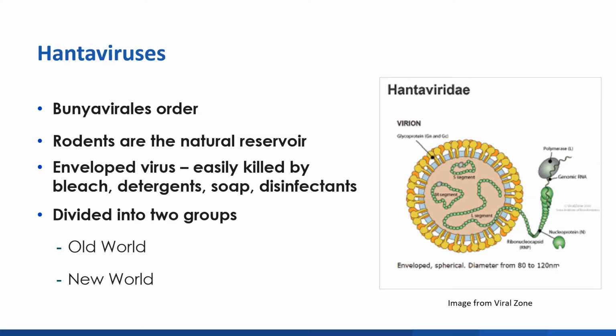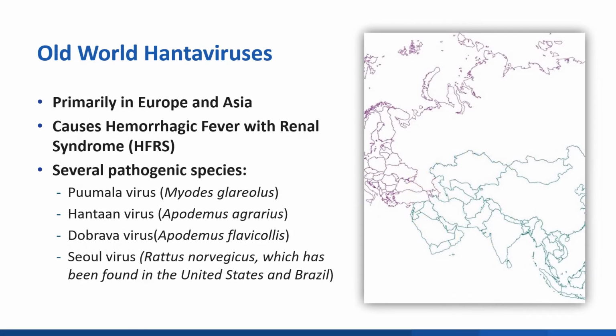Hantaviruses are divided into two groups, Old World and New World. Old World hantaviruses are primarily found in Europe and Asia. Infection can cause hemorrhagic fever with renal syndrome, or HFRS. Several pathogenic Old World hantaviruses have been identified, including Puumalavirus, Hantavirus, Dobravavirus, and Seoul virus.